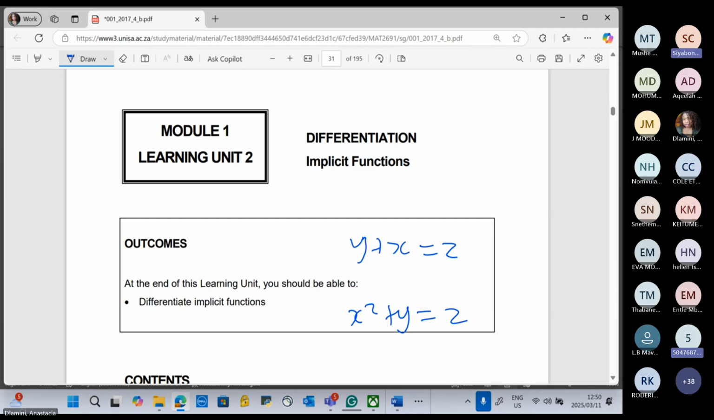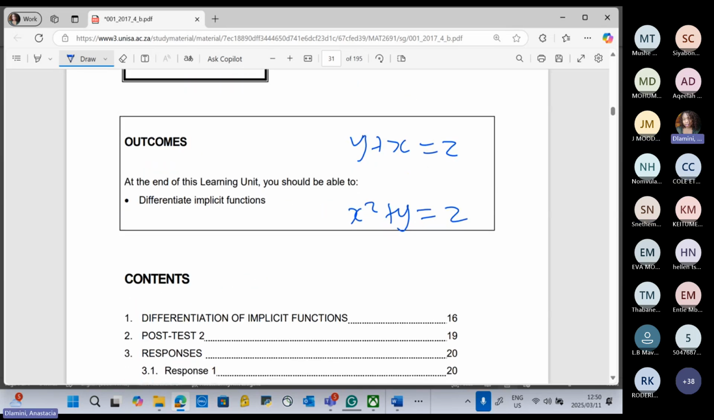Implicit function is when we can solve using chain rule or product rule. Yes, but then is this an implicit function? x squared plus y equals 2. Is it an implicit function? No, because you can express y in terms of x as 2 minus x squared. So let's start there.